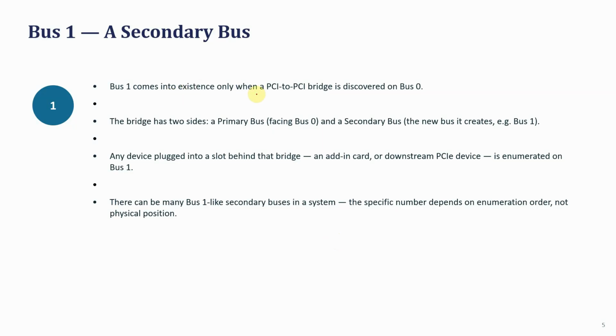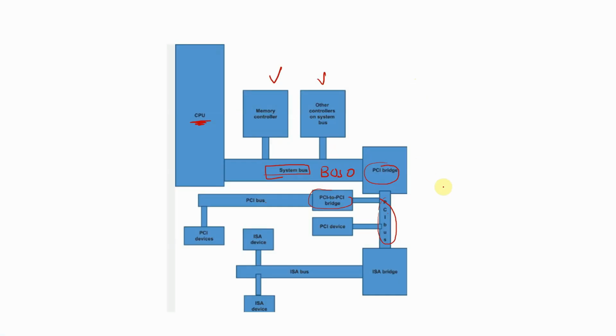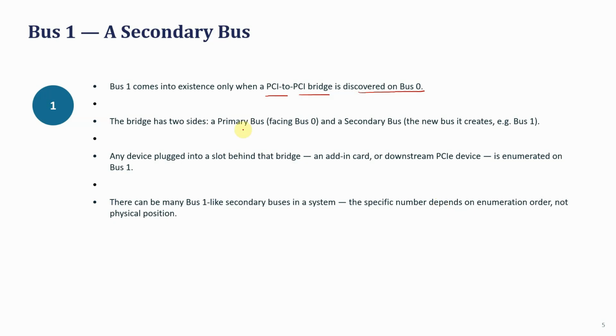So bus 1 comes into existence only when a PCI to PCI bridge is discovered on bus 0. So we have discovered a PCI to PCI bridge on a particular bus 0, so that we have another bus, which is nothing but my bus 1. Now this bus 1 has two sides: a primary bus facing bus 0 and a secondary bus, the new bus created, for example bus number 1.